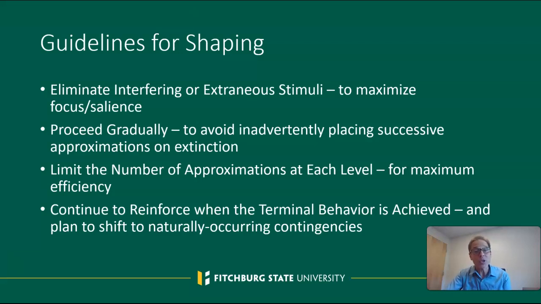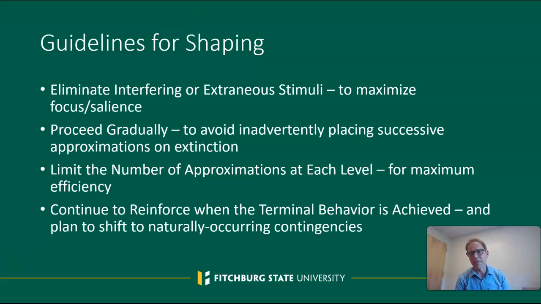We want to proceed gradually with shaping to avoid inadvertently placing successive approximations on extinction. If we set the bar too high and we expect large shifts in topography, we may not get those from our learner. And as a result, we may take smaller successive approximations that are occurring and not reinforce them because we're looking for something bigger. And that actually can have a negative effect. It can end up placing that behavior on extinction and not have us moving closer to the terminal behavior at all.